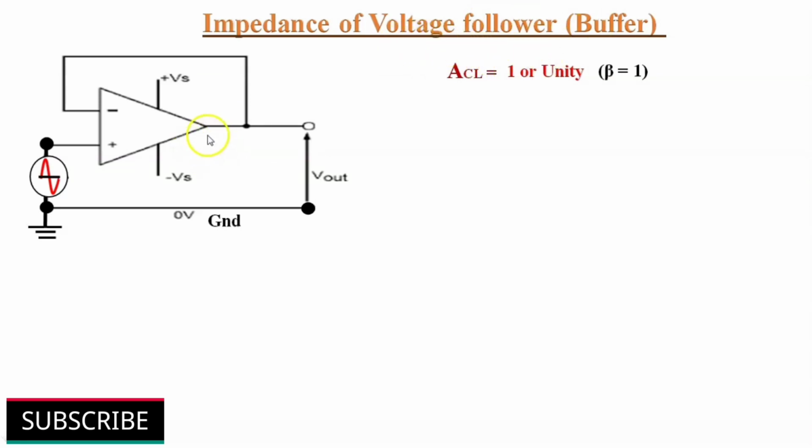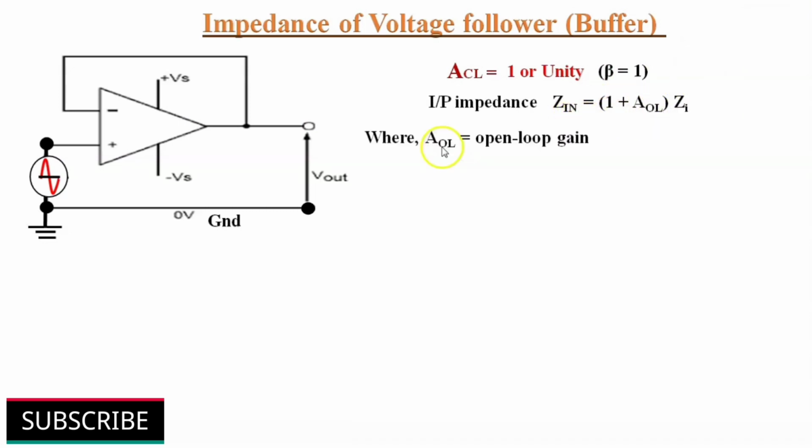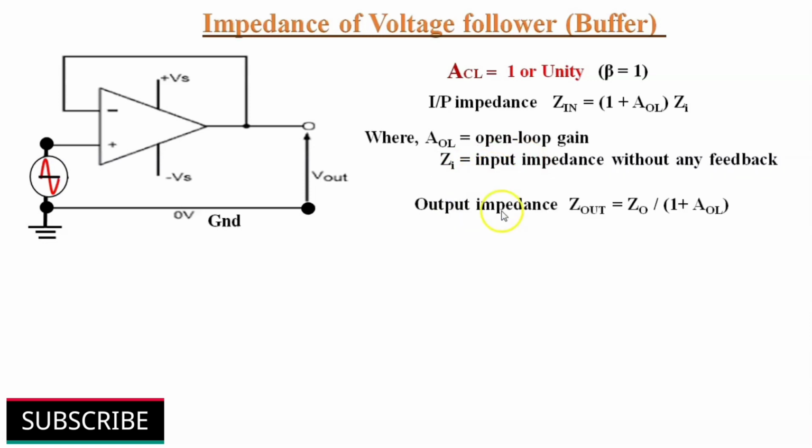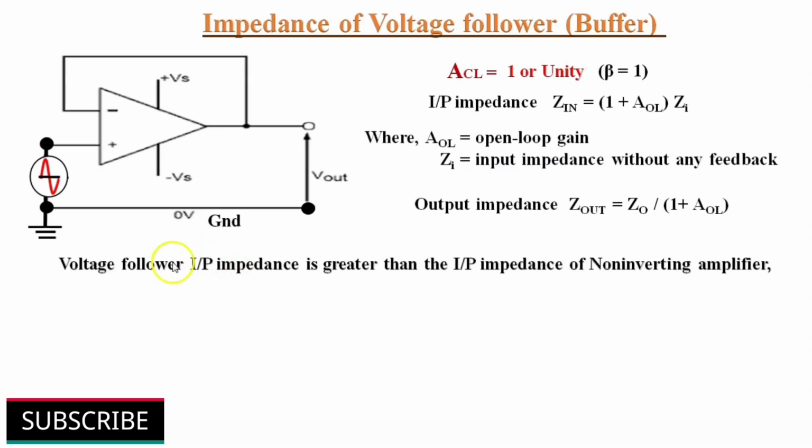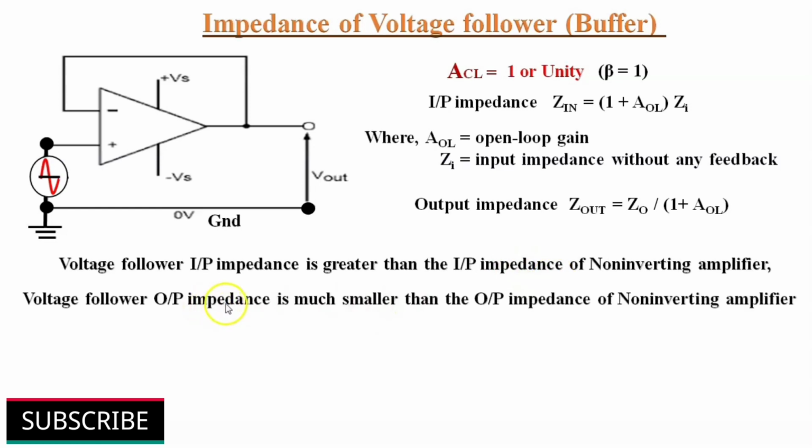Since the voltage follower is a special case of non-inverting amplifier with feedback fraction beta equal to 1, input impedance Zin is equal to 1 plus AOL into Zi, where AOL is the open loop voltage gain and Zi is the input impedance without any feedback. Output impedance Zout is equal to Zo divided by 1 plus AOL. Here Zo is the output impedance without any feedback. Note that voltage follower input impedance is greater than input impedance of non-inverting amplifier, and also its output impedance is much smaller than output impedance of non-inverting amplifier.